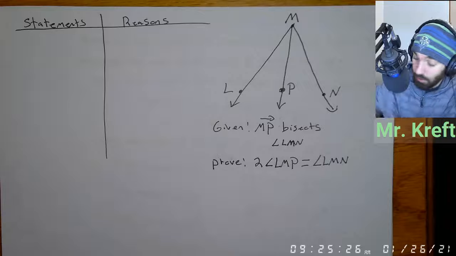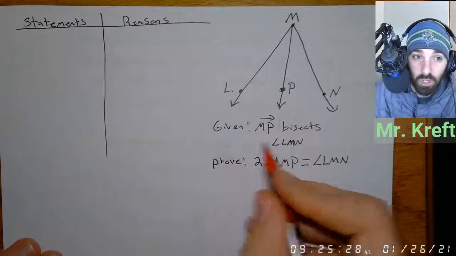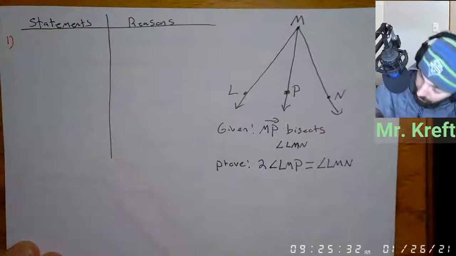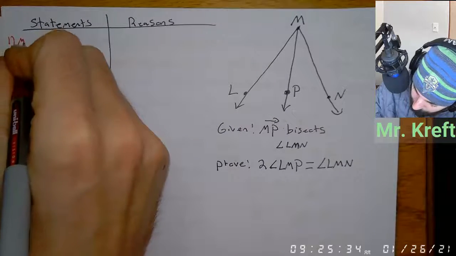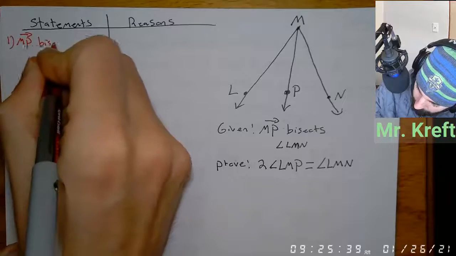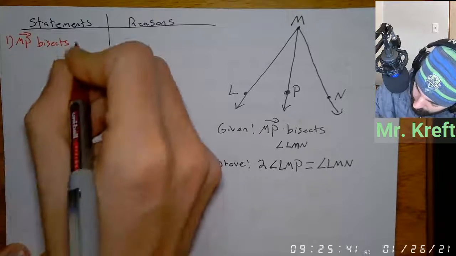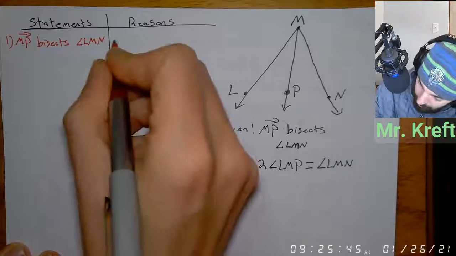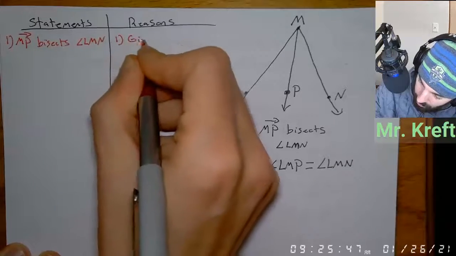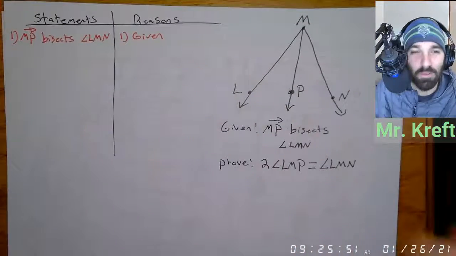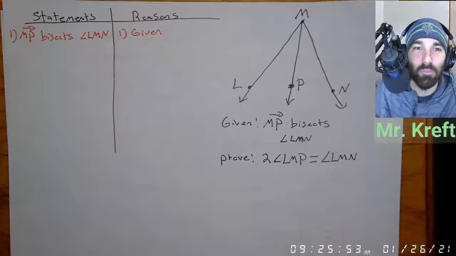Okay? All right. So again, where do we start? We always start with our given. So I'm going to write statement 1. I'm going to have ray MP bisects angle LMN. And my reason is, well, Mr. Kreft just kind of gave it to me and ruined my day. I mean, don't write that out. Just "given" will convey the same message.